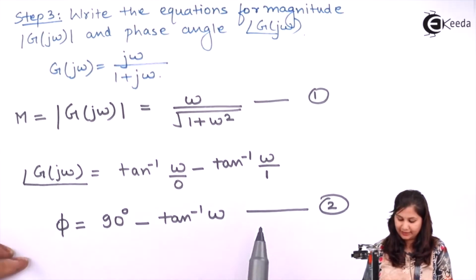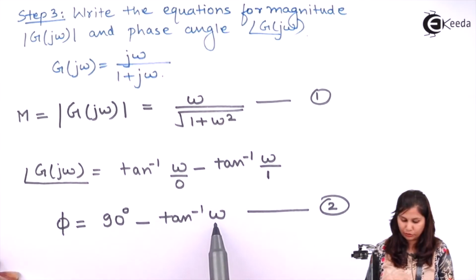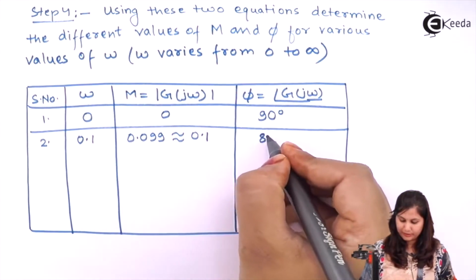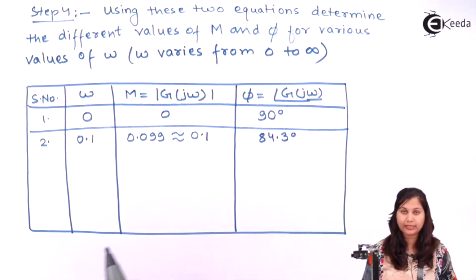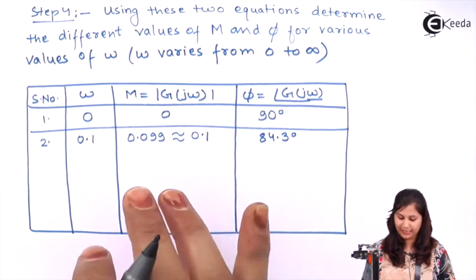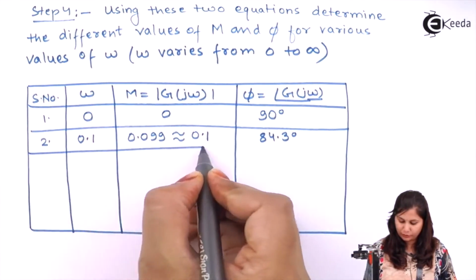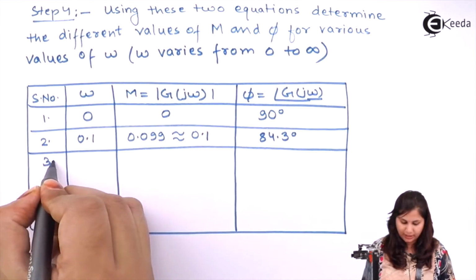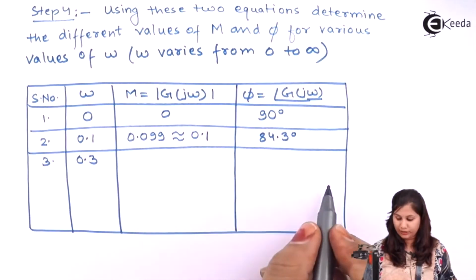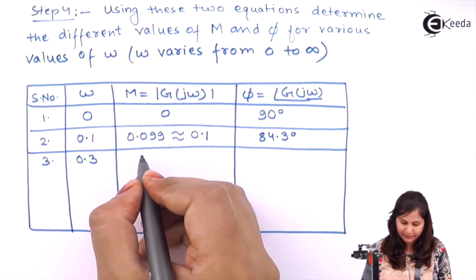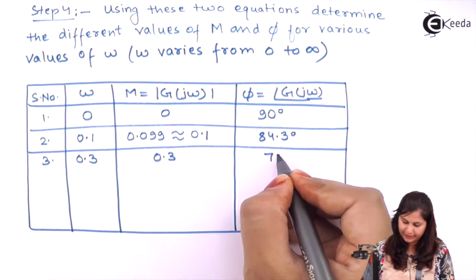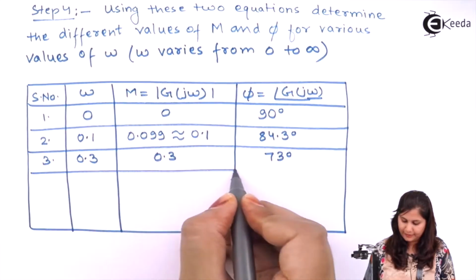Now in the phase angle equation, put omega equals 0.1. This angle comes out to be approximately 84.3 degrees. Do the calculations and obtain the value of magnitude and phase angle for omega equals 0.1. Now take another value like 0.3. Put it in the magnitude and phase angle expressions. For 0.3, we will have the magnitude as 0.3 and angle as 73 degrees.